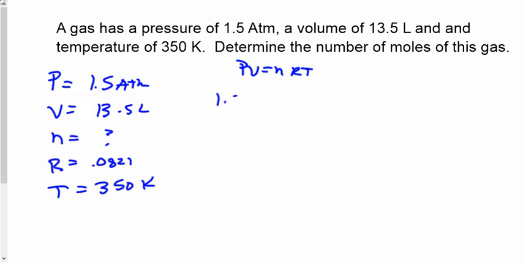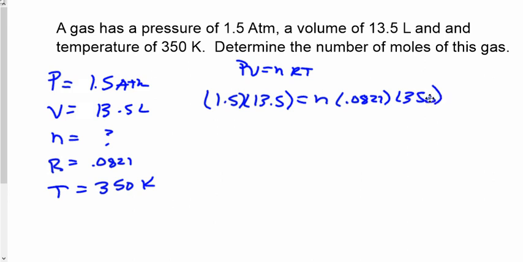So I'm going to have 1.5, and I'll multiply that by my volume of 13.5 equals n, my variable I'm trying to solve for, times 0.0821 and then times 350. Okay, now I need to get n all by itself. So what am I going to do? I'm going to divide both sides by 0.0821 times 350.